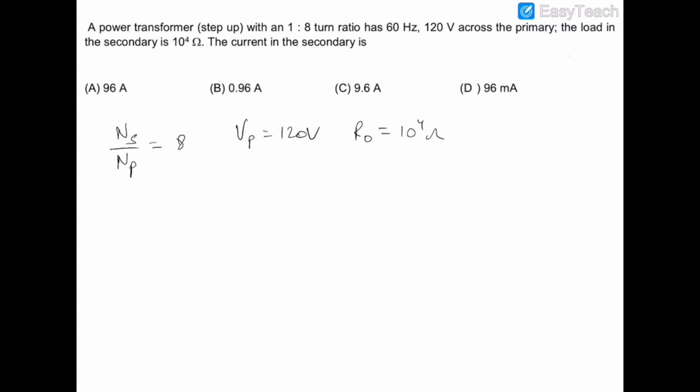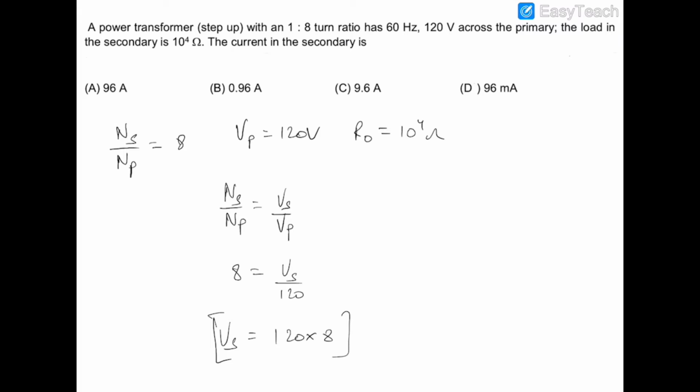Now there is no information about the efficiency of the transformer, so we cannot assume that it is an ideal transformer. So first of all, we have a primary voltage which is equal to 120 volts, and we know that Ns upon Np is equal to Vs upon Vp for any kind of transformer, whether it is ideal or non-ideal. So Ns upon Np is 8 and Vs is unknown, and Vp is 120. So this Vs is equal to 120 into 8. Now this is the output voltage.